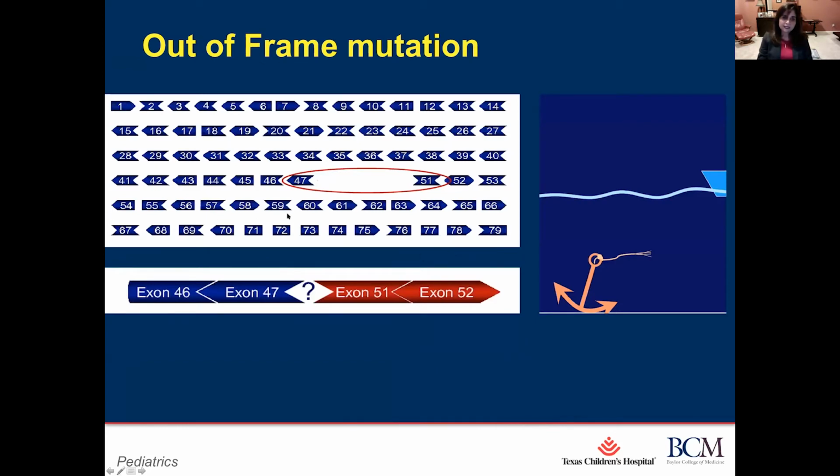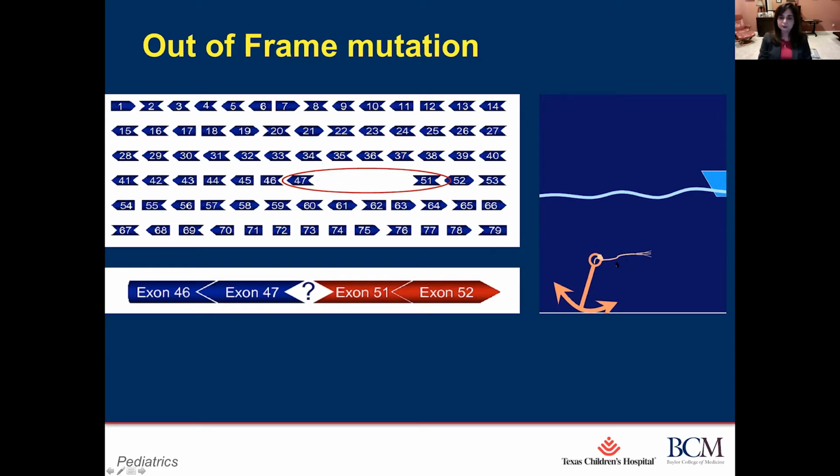So to explain the out of frame in an easier way, if this patient is missing exons, as I said, the 79 exons look like puzzle pieces, and they fit with each other. So if a patient has loss of exons 48 to 50, you can see that the shape of 47 and the shape of 51 do not fit together. And that actually creates a premature stop codon. And that's why dystrophin cannot be made.